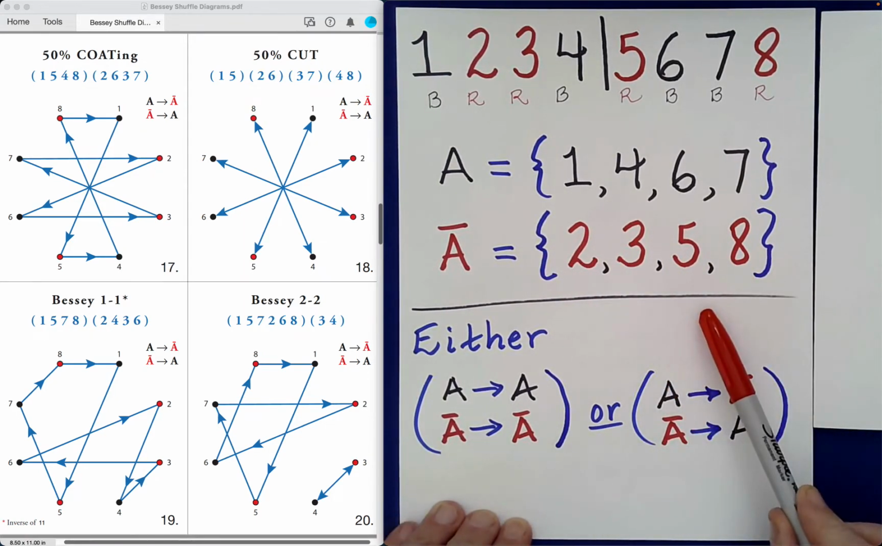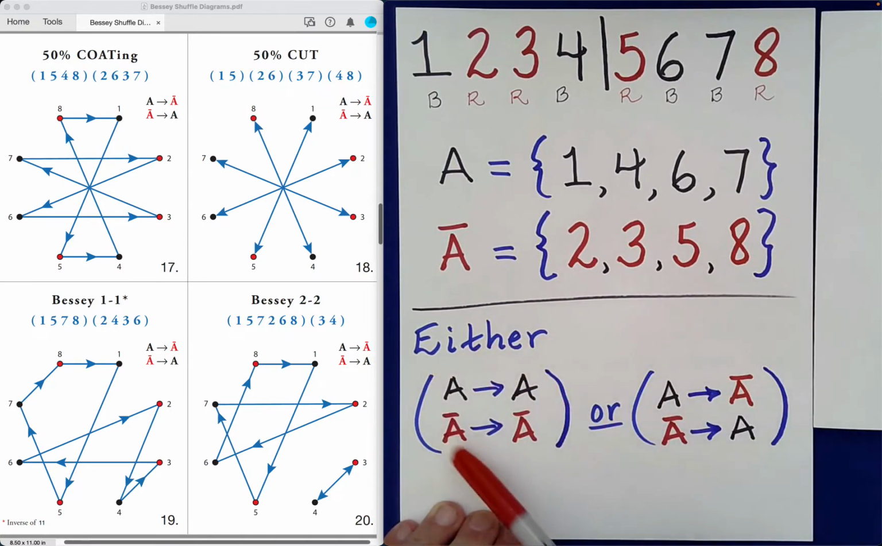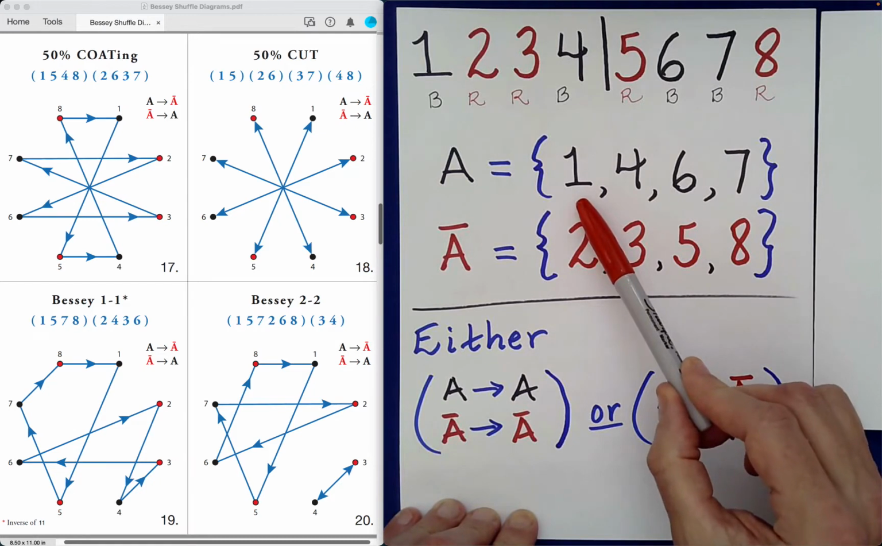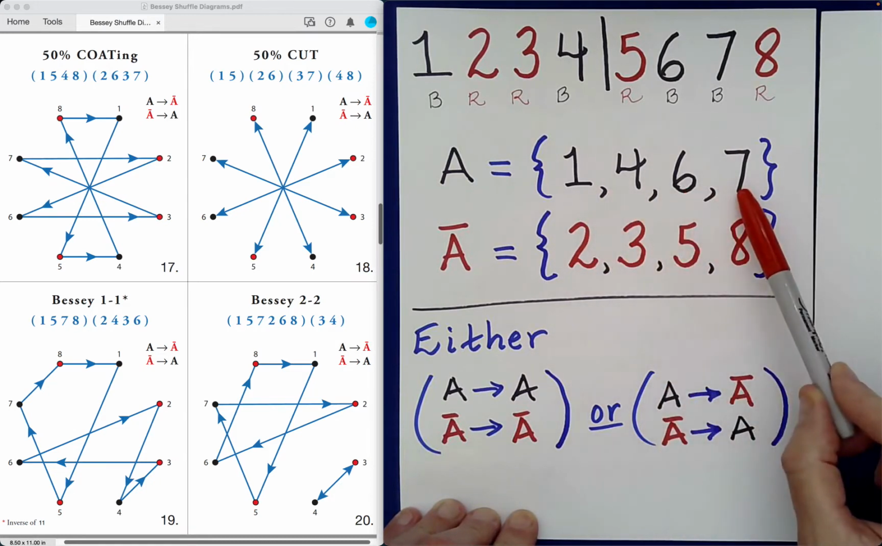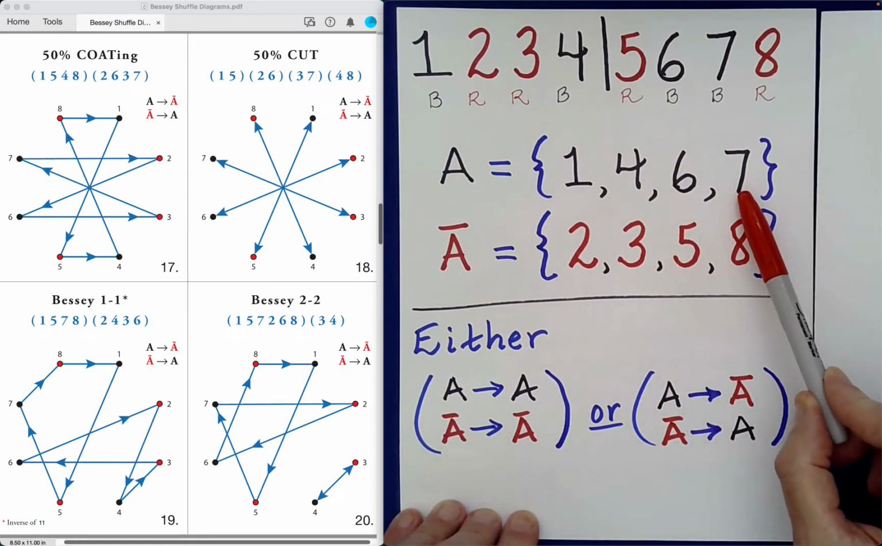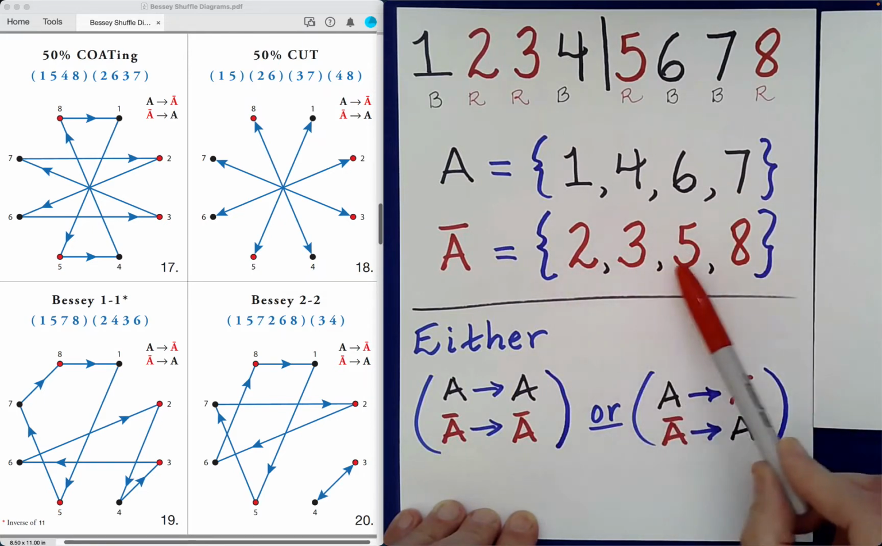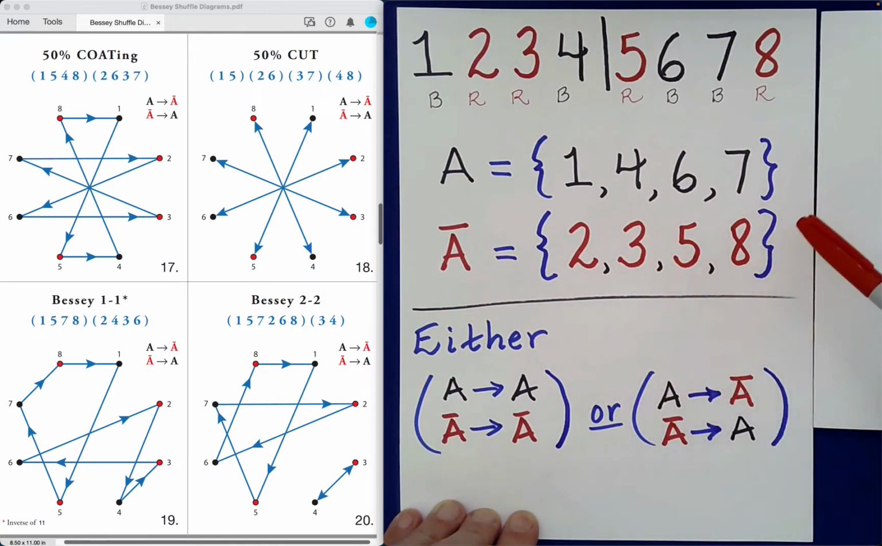That being the case, we're looking at this situation here. If it happens that the cards originally in positions 1, 4, 6, 7 get moved to positions 2, 3, 5, 8, and vice versa, then we say an inversion has occurred, and we represent it in this way, using the names of our sets A and A complement.